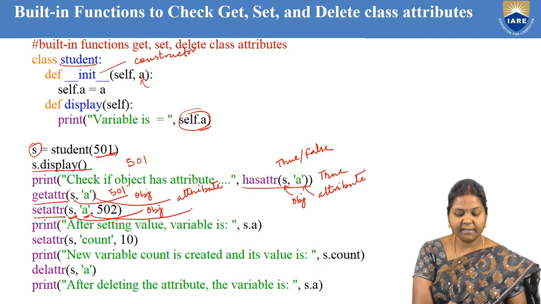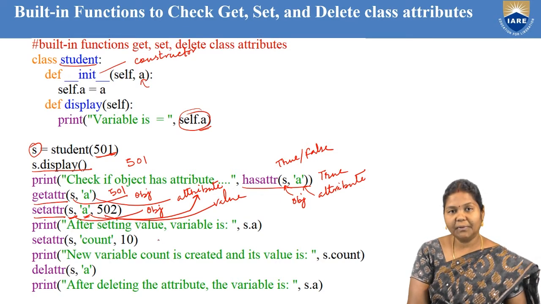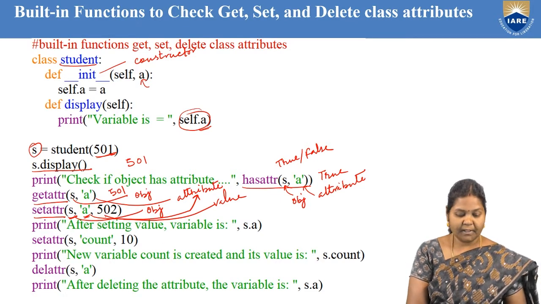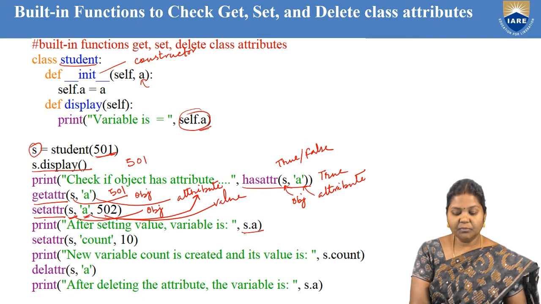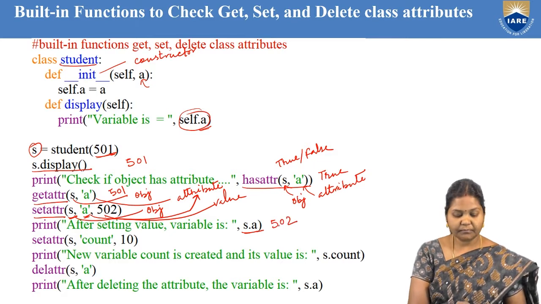For which attribute? A is the attribute. Then, what is the value? This is the new value we are giving for the attribute A. So, 501 will be replaced with 502 here. Now, after setting the value, if you check S dot A, object name dot attribute, we will get the new value, that is 502.